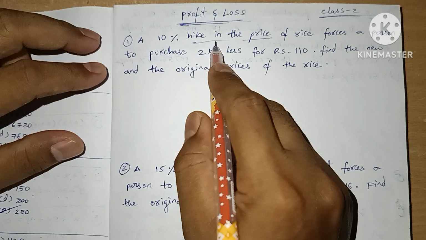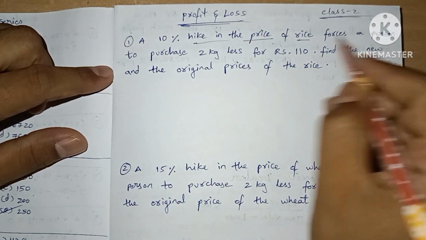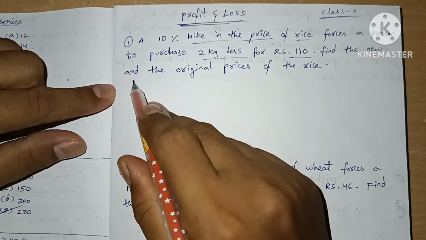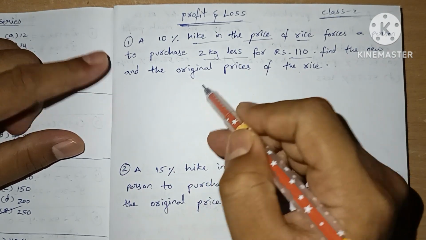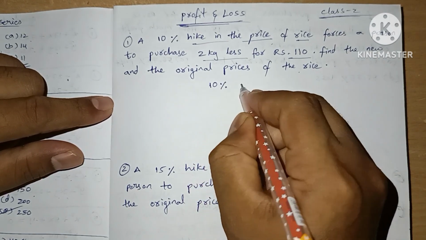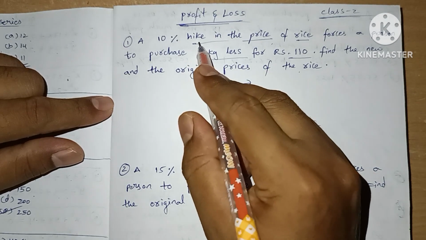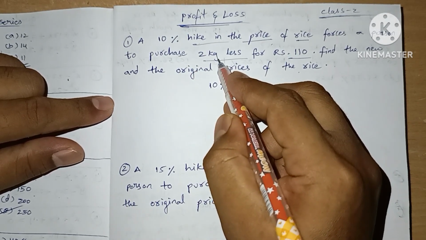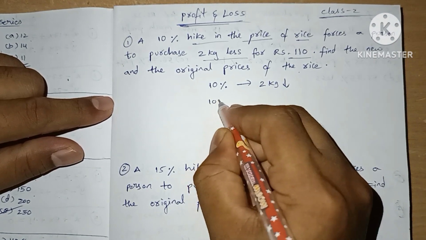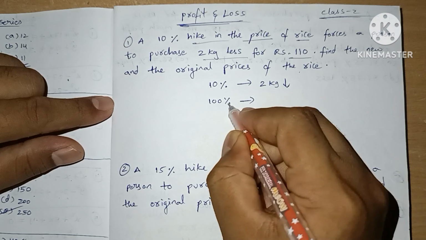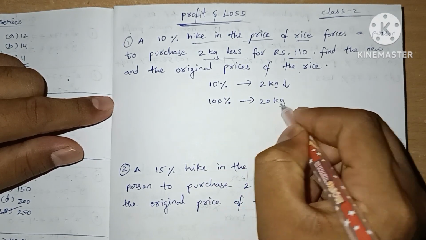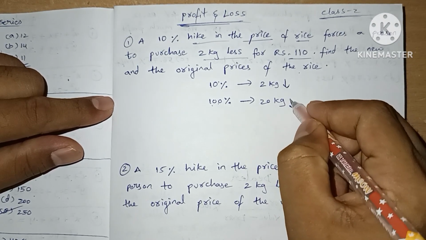A 10% hike in the price of rice forces a man to purchase 2 kgs less for rupees 110. Find the new and original price of the rice. It is the same process as yesterday's. At a 10 percent hike, he is able to take 2 kgs less. So at 100 percent, how many kgs less will he take? This will be 10 times 2, which is 20 kgs. At 100% he takes 20 kgs less.